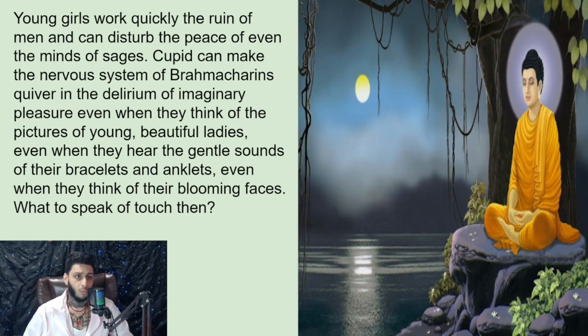Young girls work quickly, the ruin of men, and can disturb the peace of even the minds of sages. Like we mentioned, guys, no one is safe from this. Even the great Shiva has been taken through the arrows of Cupid. Many of the great rishis, many of the great sages, many of the great doctors, entrepreneurs, psychologists, have all felt this fiery passion, right? This animalistic desire doesn't go anywhere. It is part of your triune brain, the reptilian brain, the horse brain, and your final neocortex, the first two of which overpower the neocortex.